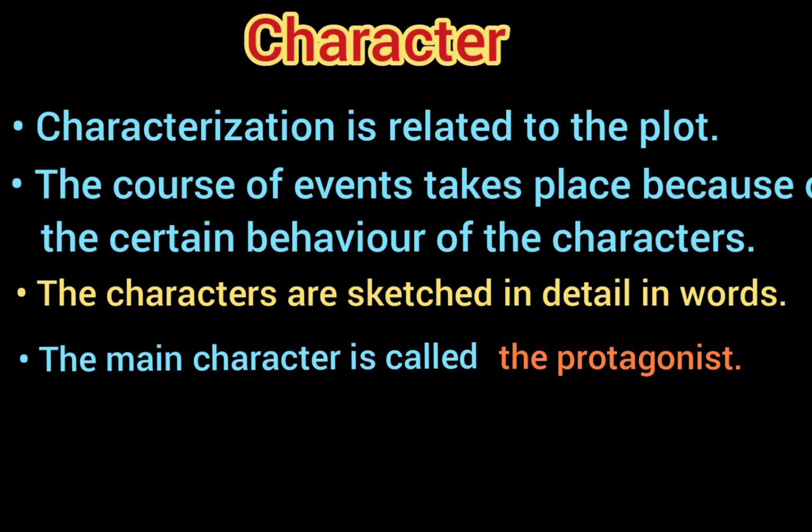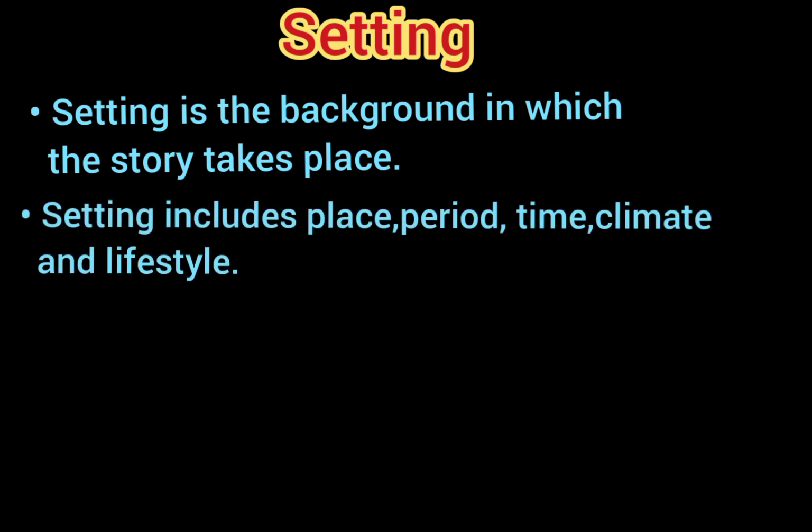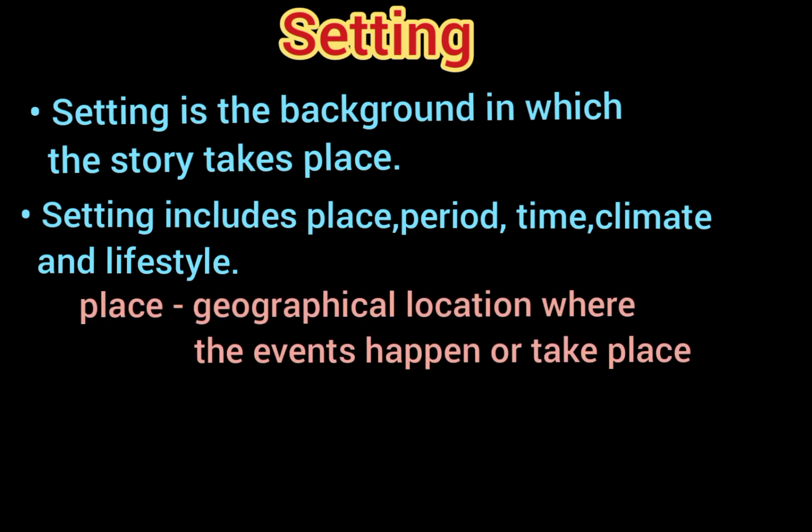Then another element is setting. Setting is the background in which the story takes place. There are several aspects of the setting. What does setting include? Setting includes place, period, time, climate or weather, and lifestyle. What is meant by place? Place means the geographical location where the events happen or take place.